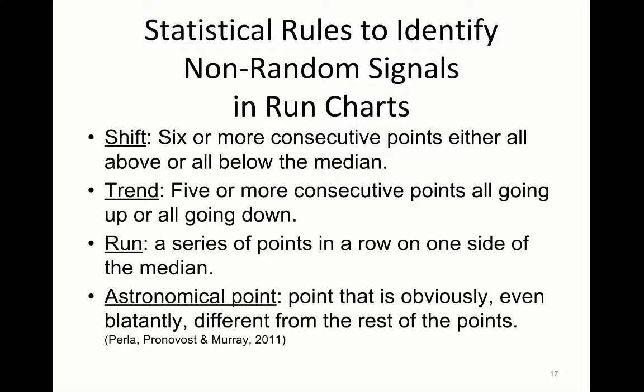A run is a string of points all in a row on one side of the median. Counting the number of runs is easy. Simply count the number of times that the line connecting the data points crosses the median line, and then add 1. An astronomical point is one that is an obvious and marked outlier. This means that everyone who studies the chart would agree that the point is out of line and unusual.